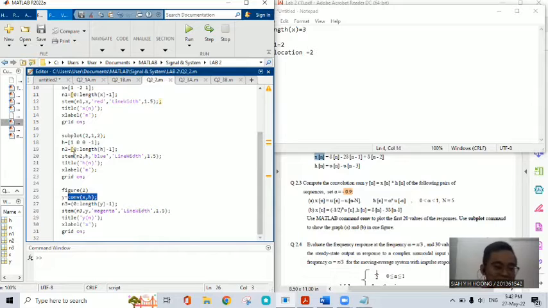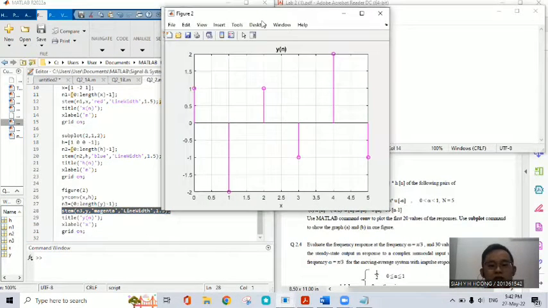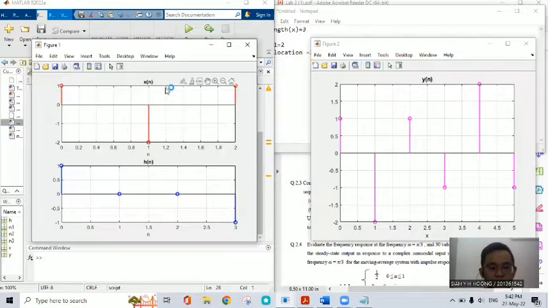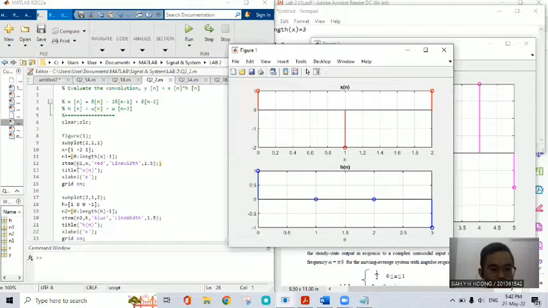And after that, we set it equal to y, and then we set the time instant, and then we plot it with magenta color and 1.5 line width, and declare the title and x label and turn the grid on. So this is our result. This is the input signal. This is the impulse response. This is the convoluted graph.